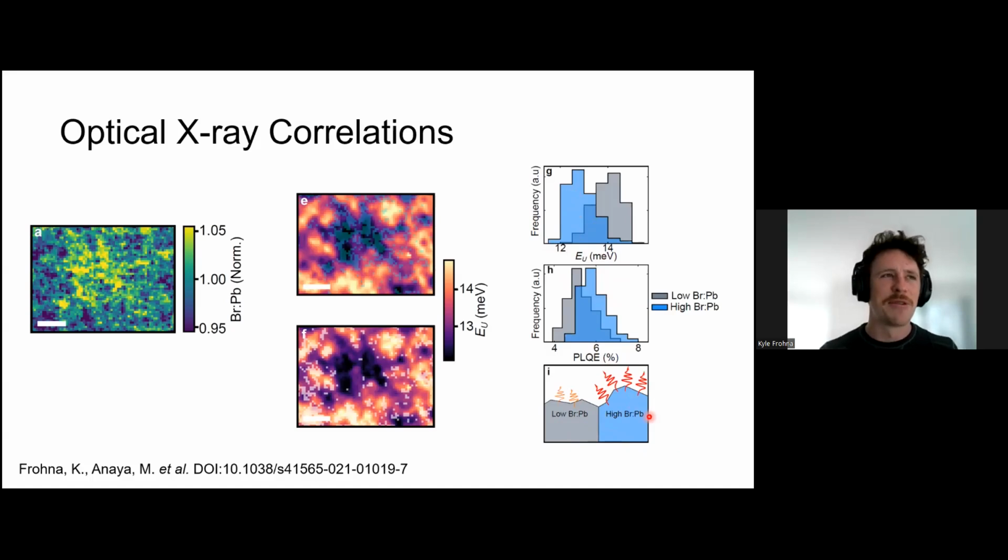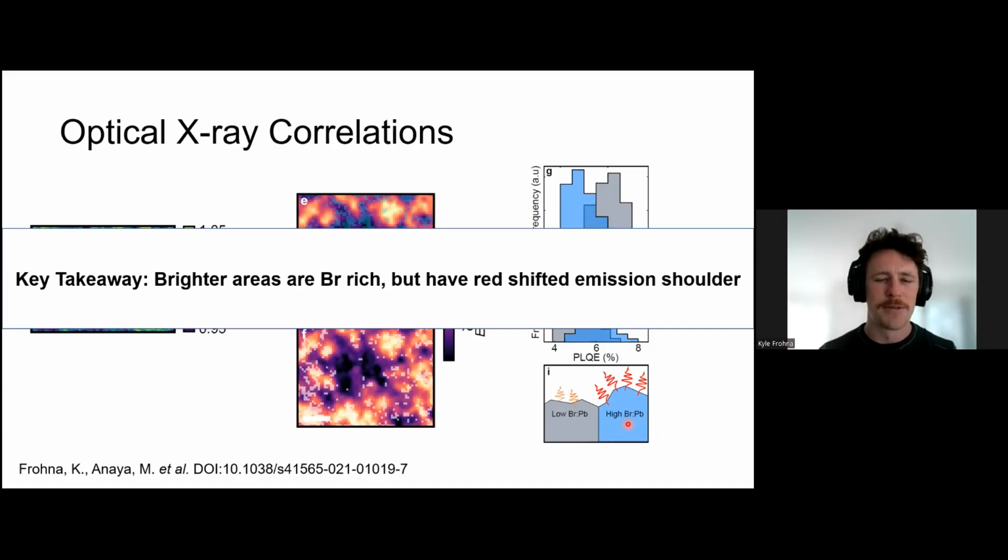But that was a bit of a paradox to us, in the sense that in the previous slides, I told you that the best regions had a lower energy, redshifted emission. And for those of us in the literature, we know that more bromine should mean a blue shifted emission. And so we needed to figure out what was going on there.